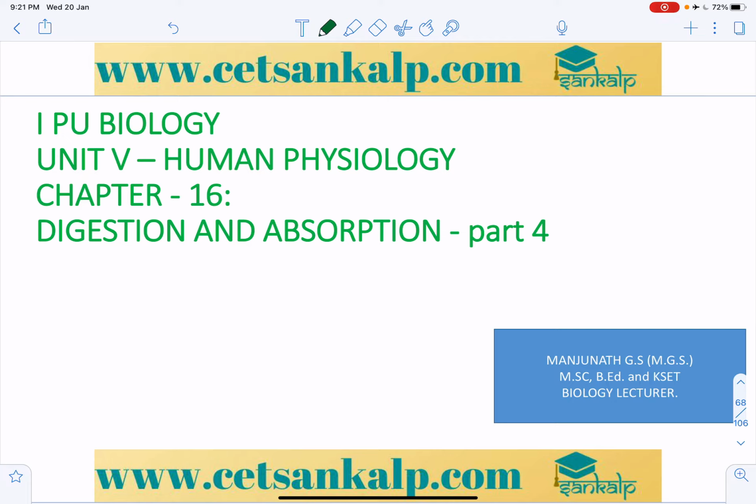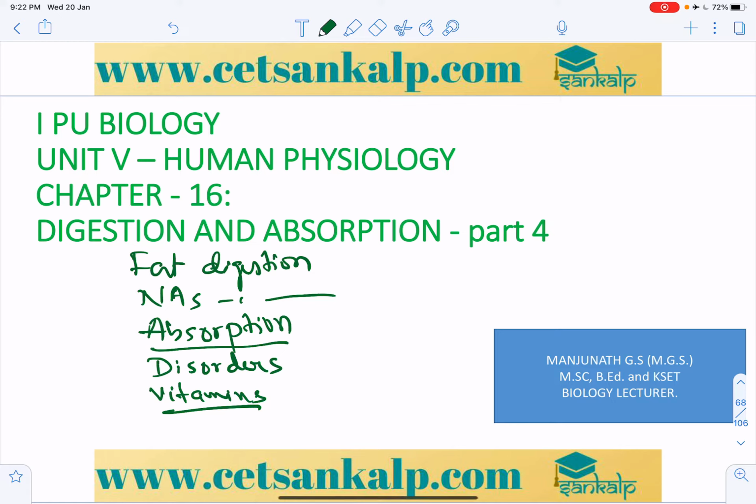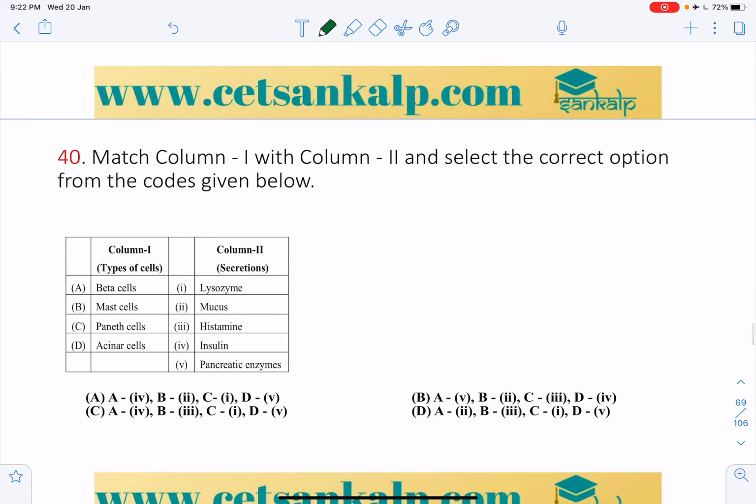from CET Sankalp course. Today we are going to discuss digestion of fat, related to fat digestion and nucleic acid digestion, and how all these nutrients will be absorbed, that is absorption, and some disorders in the digestive system, and some things about vitamins. So let us move on. In the previous class we discussed the pancreas, and along with that some glands: intestinal glands, gastric glands, salivary glands.